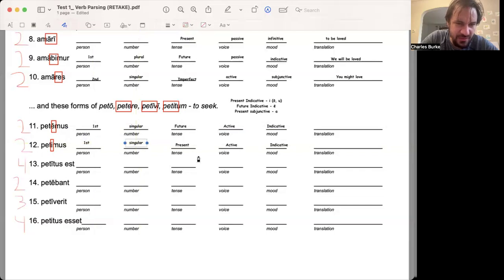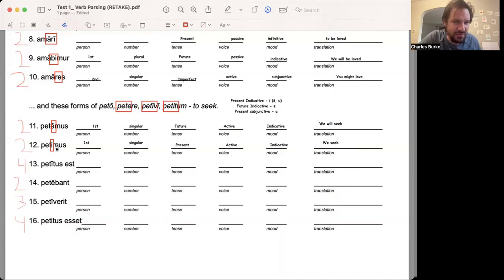All right. So both of these will be translated we. The future active indicative, number 11, will be we will seek for future. The present active indicative will just simply be we seek, or we are seeking, or we do seek. All of those are fine.